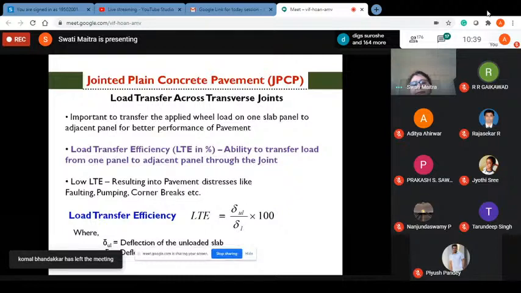The thickness may vary from 150 to 300 mm. And the interface between slab and base, as I said, is a polythene sheet. We provide a polythene sheet of 125 micron thickness. It's very thin, just a very thin polythene sheet of 125 micron thickness.